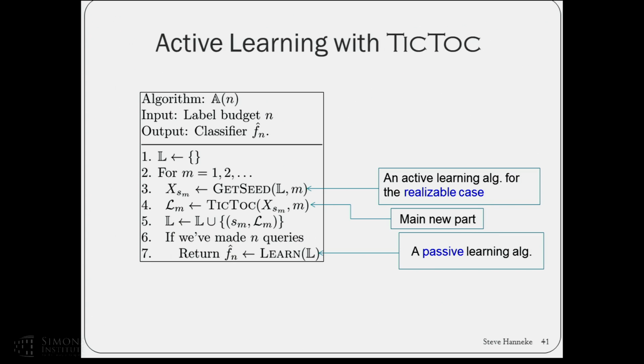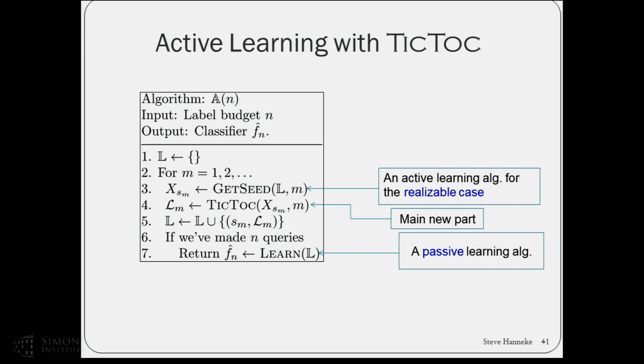It has a general outline to it. You have something called getSeed, which is basically an active learning algorithm, like another active learning algorithm, but usually just something designed for the realizable case. You have a subroutine which we call TicToc. It's an acronym I'll introduce later, which handles all the queries. And then at the end, we have some way to pick a classifier to output. We call that learn. That could be a passive learning algorithm or something like that.